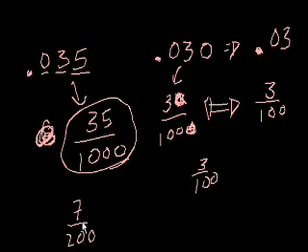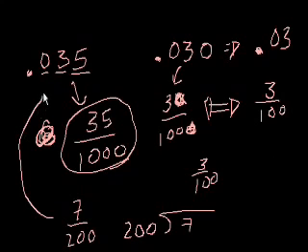And if we wanted to convert 7 over 200 into a decimal using the technique we just did, we would do 200 goes into 7 and figure it out, we should get 0.035. I'll leave that up to you as an exercise.